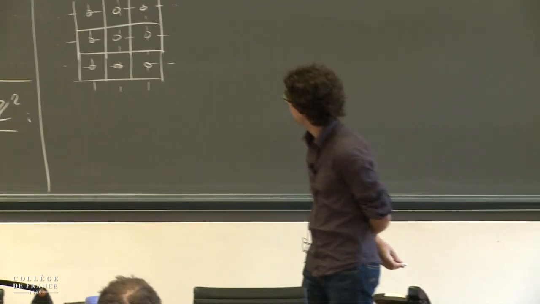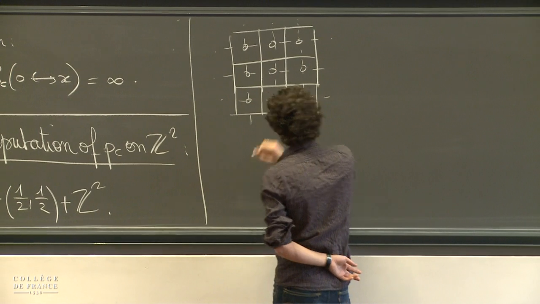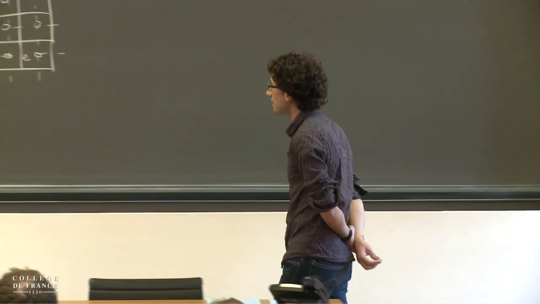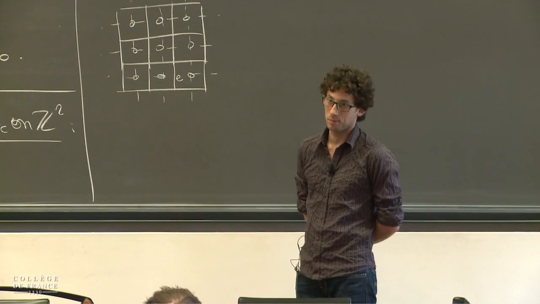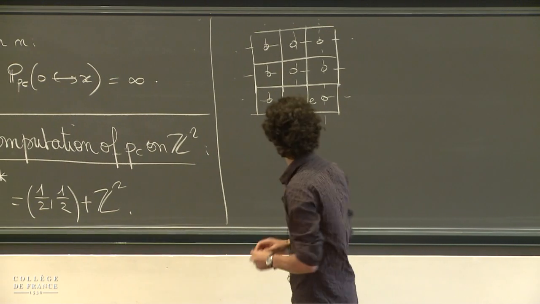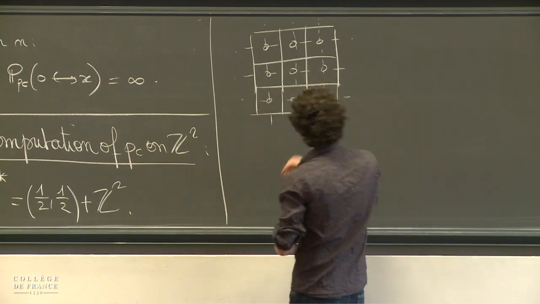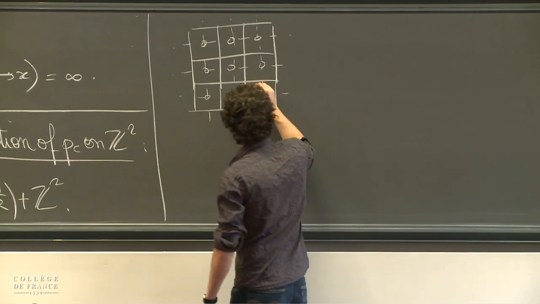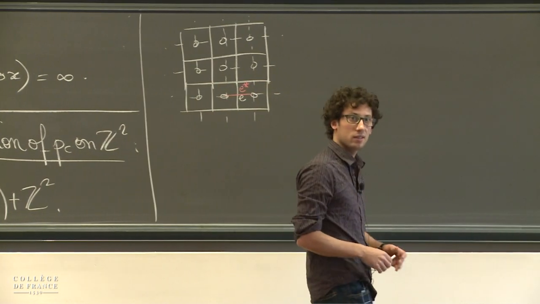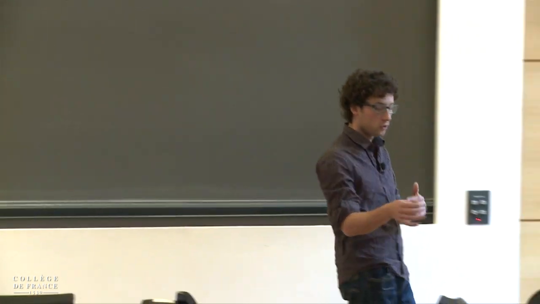Now for any configuration, so if you take an edge E on the square lattice, you have exactly one edge of the dual lattice which is crossing it in its middle. Okay, there is this edge here, which is crossing it in its middle, and I will call it E star. So every edge of the primal lattice is naturally associated to an edge of the dual lattice.